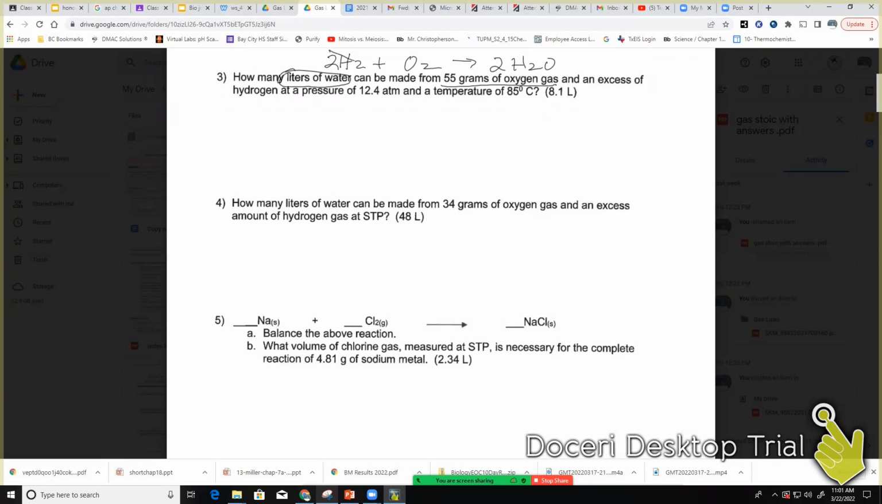Once again, excess of hydrogen just tells me I don't have to worry about it. Pressure of 12.4 atmospheres, and there is my temperature. So I'm not at STP, so I can't use 22.4. All right, so I have grams of oxygen and I want to find out information about water. So what do you think you're going to have to do first? Stoichiometry or ideal gas law? Stoichiometry, exactly.